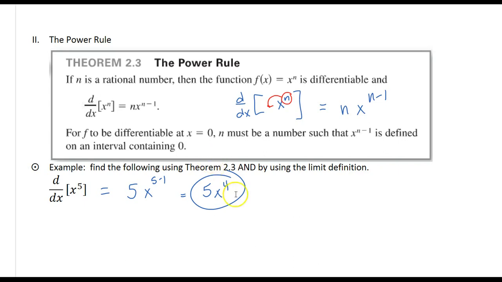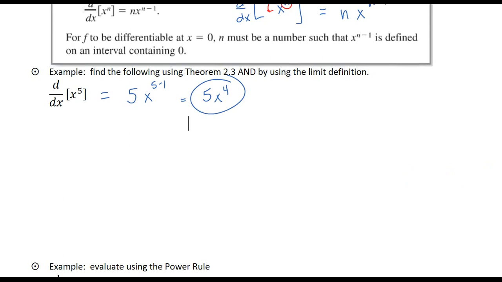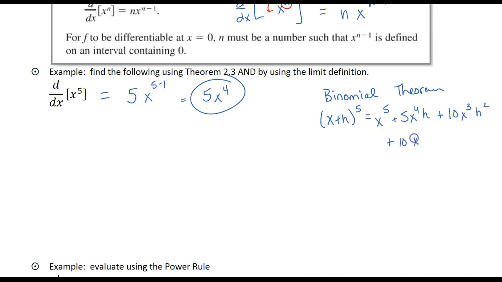Now, in order to do this using the limit definition, you need a little bit more information. So you may remember from one of your classes, the binomial theorem. We covered this, I know, in Math 112. This says that if I take a plus b and raise it to the 5th power, in this case I'm going to use x plus h, this expands to be x to the 5th plus 5x to the 4th h plus 10x cubed h squared plus 10x squared h cubed plus 5x h to the 4th plus h to the 5th. So just keep that in mind because we're going to use that in a second.